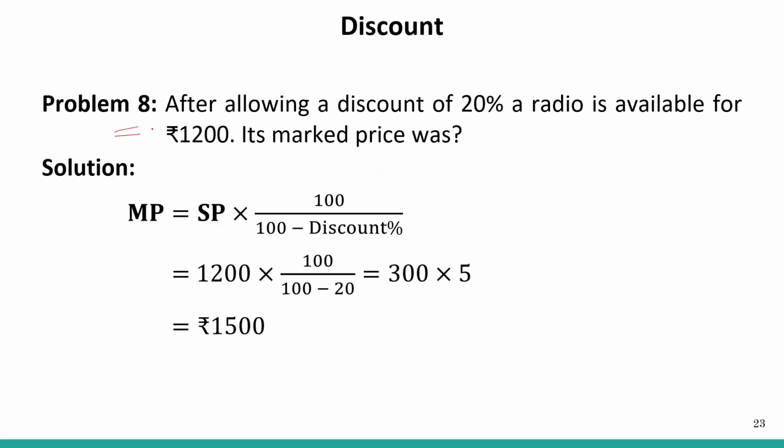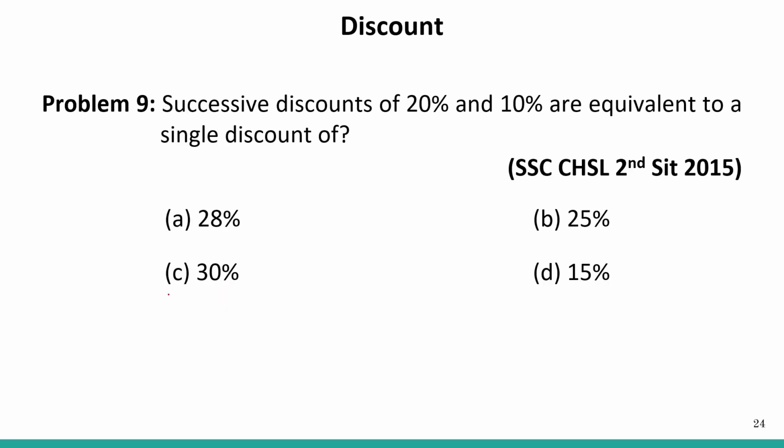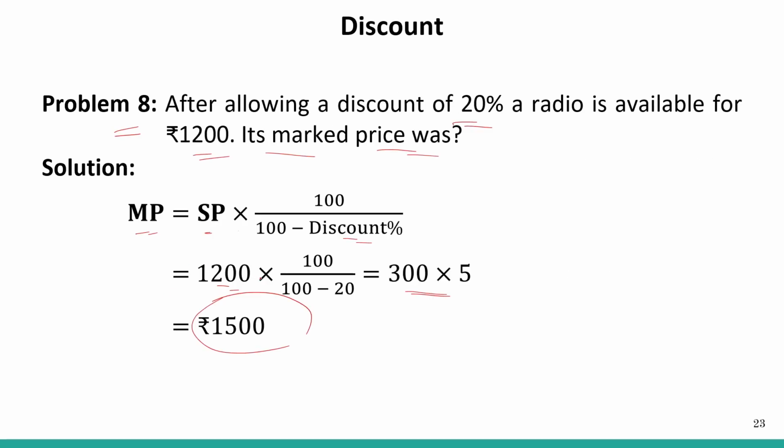So let's see problem number 8. So after allowing a discount of 20%, a radio is actually available for 1200 rupees. So what was its marked price? So marked price is equal to selling price into 100 by 100 minus discount percentage, which is equal to 1200 into 100 by 100 minus 20, is equal to 300 into 5. That is equal to 1500. Okay, so 1500 is the correct answer.